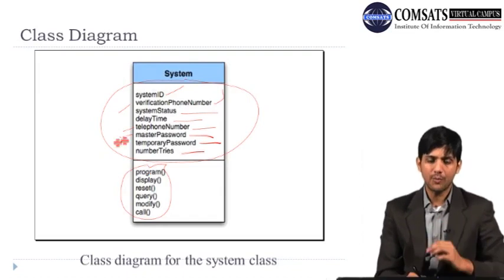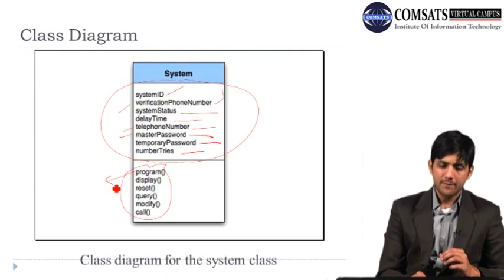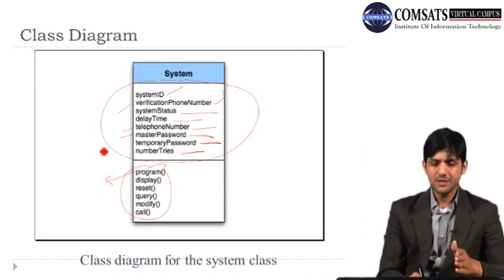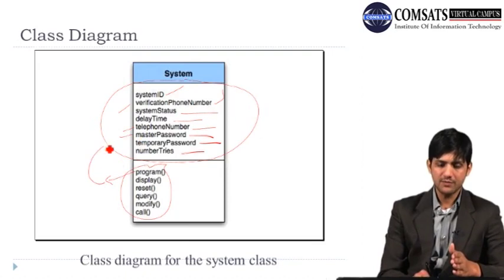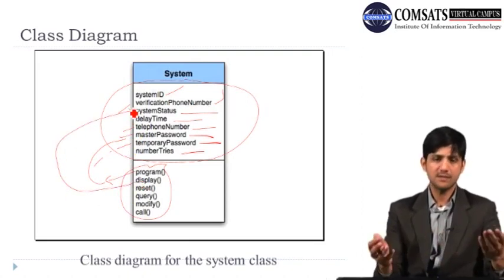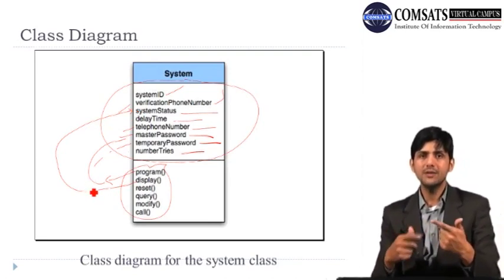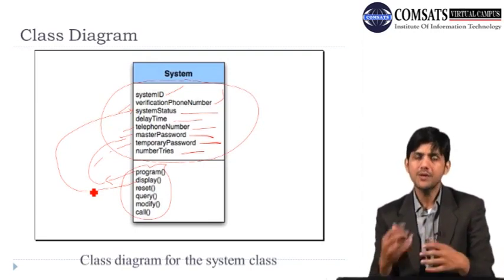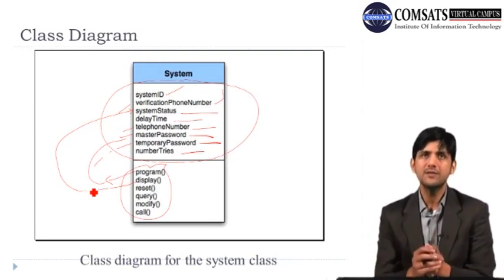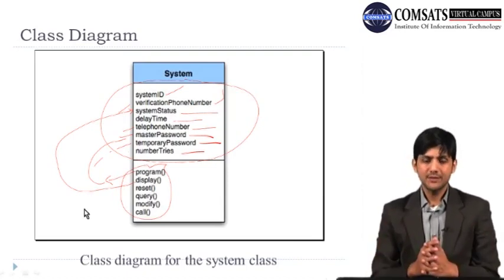And if we look at all the operations, this program operation would be performed on these operations: maybe you are programming your master password, changing your temporary password, changing your number of tries, and similarly display is going to display the system status, or the system ID and all these different attributes. So as we said, these operations are applied on the attributes of a class. Whatever operations we have identified are going to be applied on the different attributes of these classes. So that is what we are going to discuss in today's class.